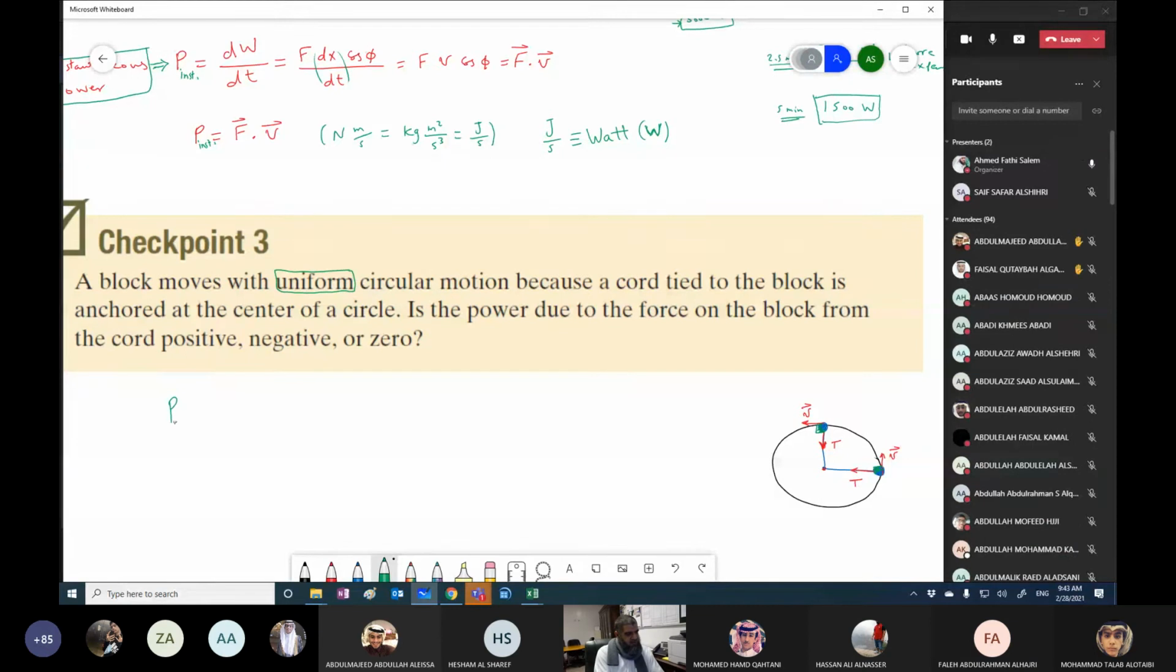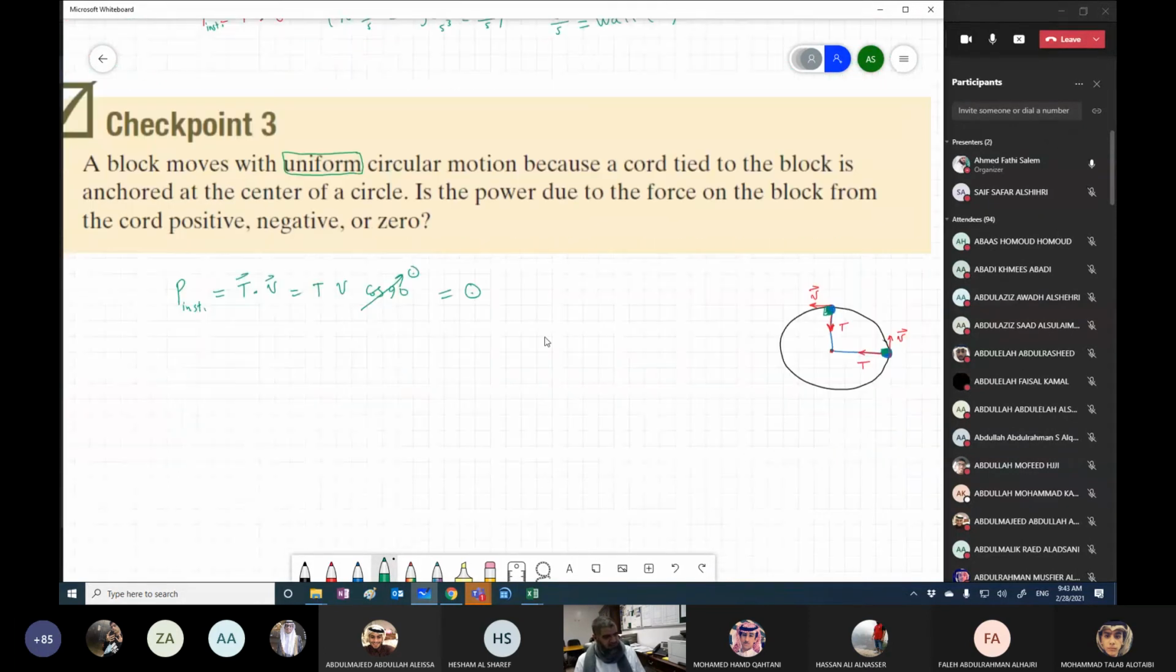It is clear from his question that he is asking about instantaneous power. How much is the instantaneous power? It will be the force, which is the tension, dot product with the velocity. So this will be T multiplied by V multiplied by cosine 90. How much is cosine 90? This will be 0. The power will be 0. So the answer for this checkpoint is that the power exerted by the tension will be equal to 0.